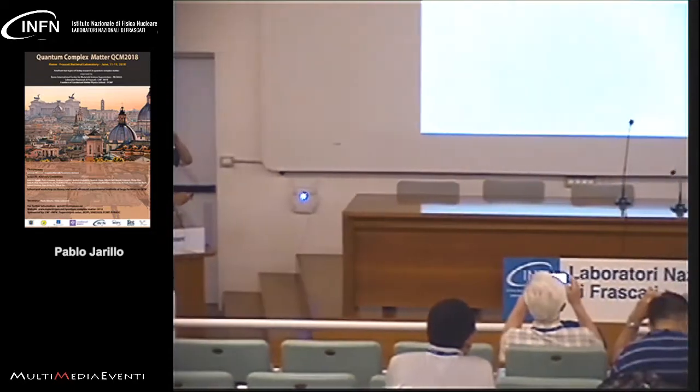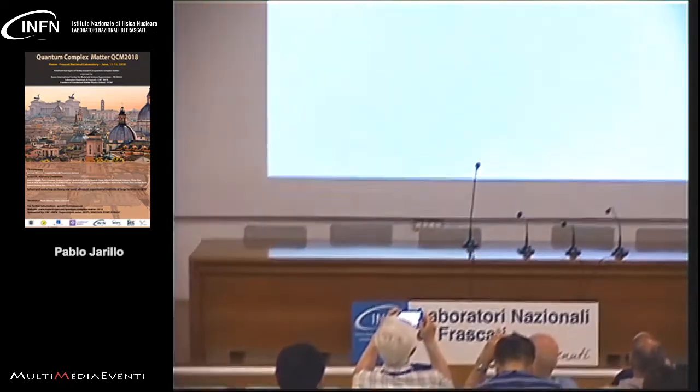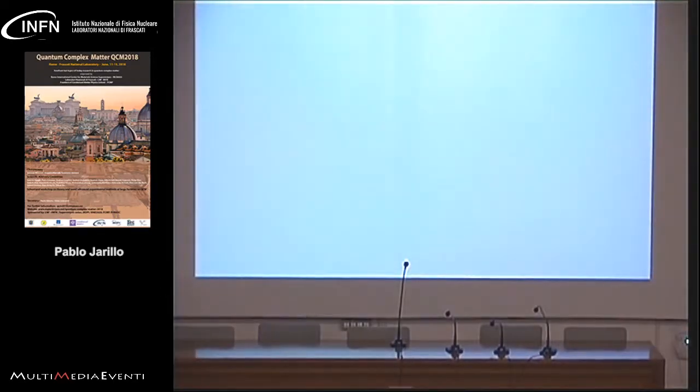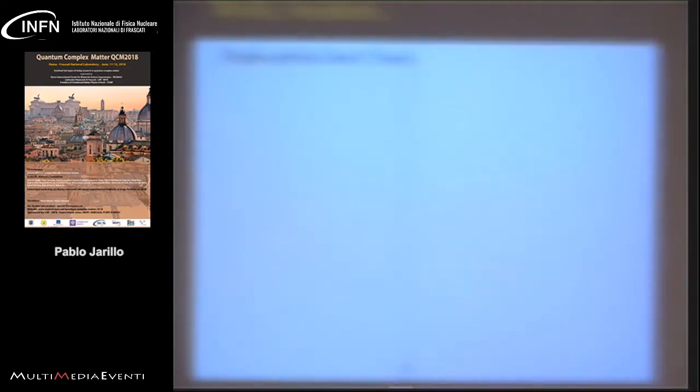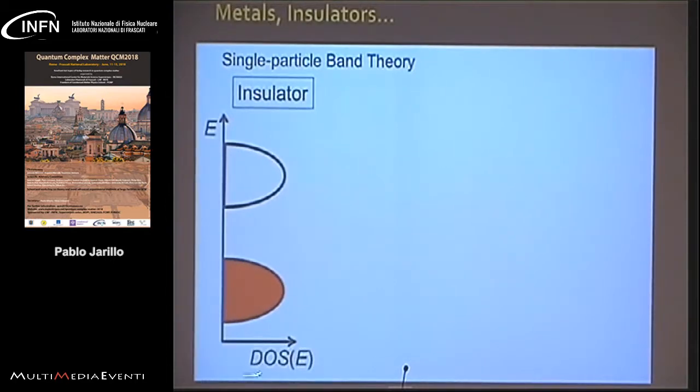Just to remind everybody, although everybody here knows, what are metals, insulators, and other exotic things. Within a single particle band theory, if your density of states versus energy looks like this, you have a band which is completely occupied with electrons, then a gap, and a completely empty band. This is an insulator, or a semiconductor. This is the band gap of this insulator.